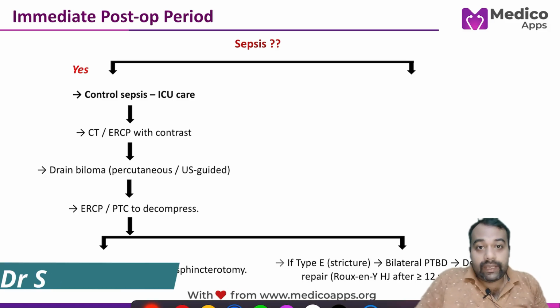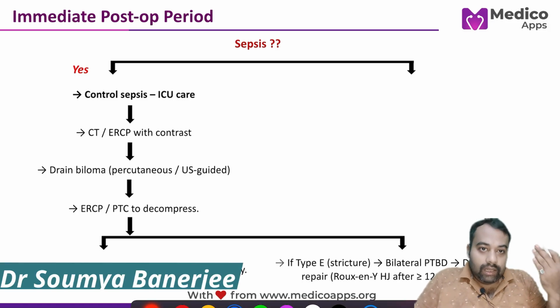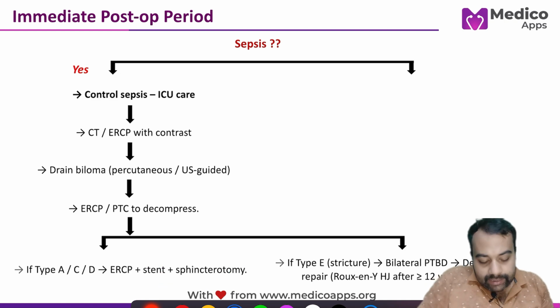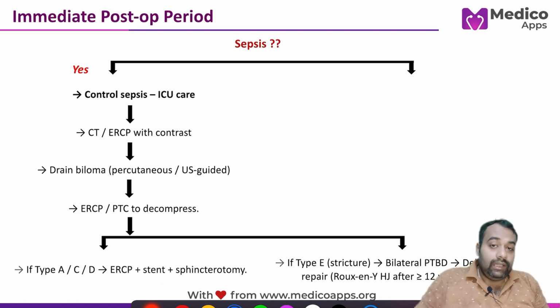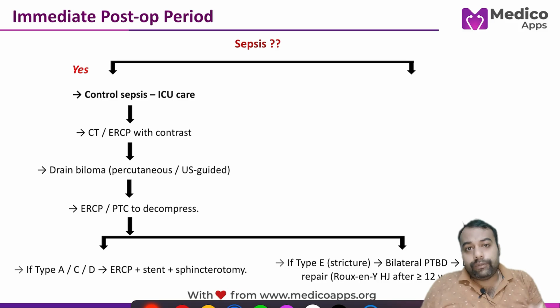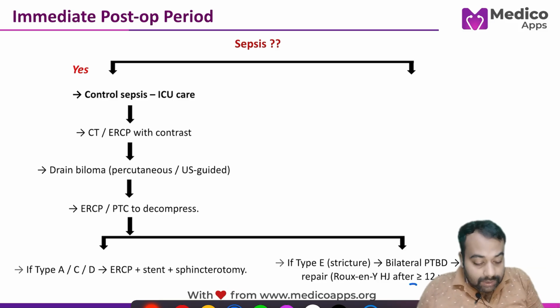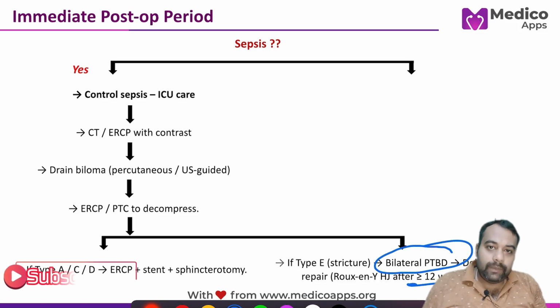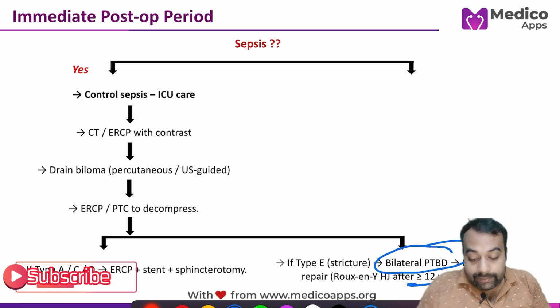But obviously, in case of a major bile duct injury, we need to go for a biliary anastomosis like the hepaticojejunostomy, Roux-en-Y hepaticojejunostomy. But that is supposed to be done on a delayed basis. We have to wait for 12 weeks minimum. So in between that period, we can easily go for bilateral PTBD to decompress the biliary system.